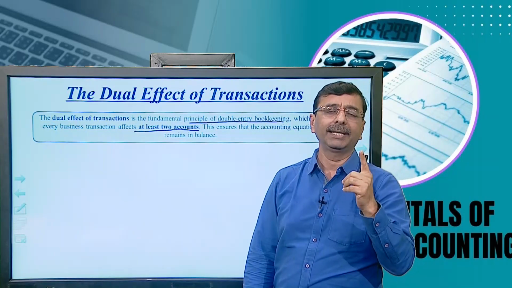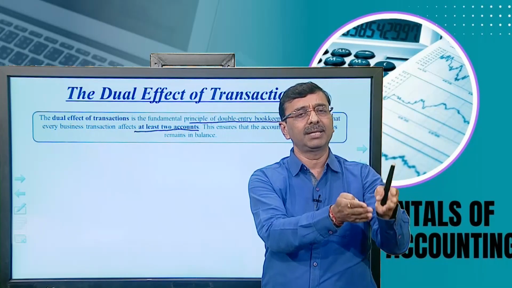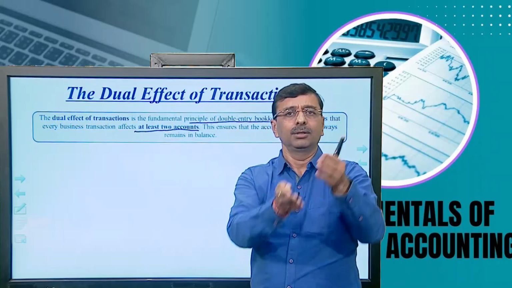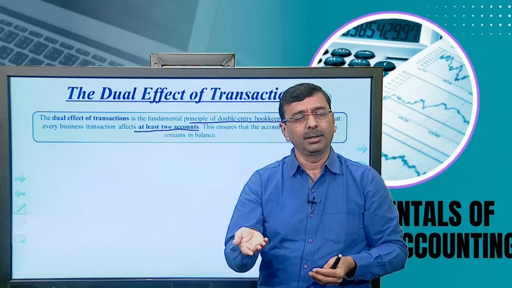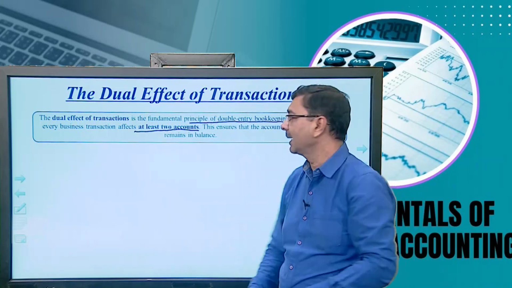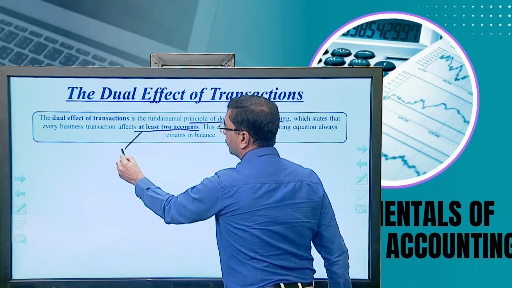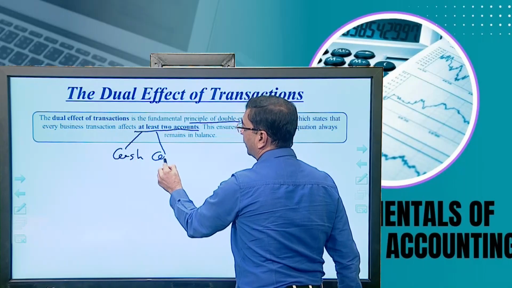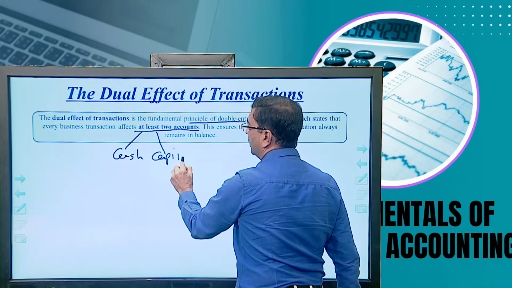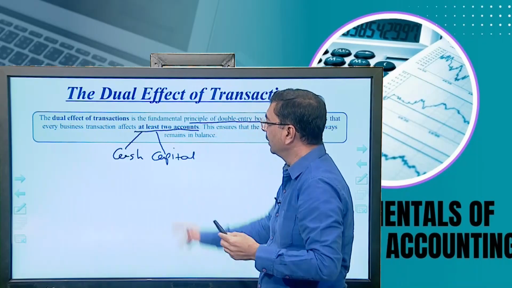As I was taking an example, 5,000 rupees cash is brought into the business. So what comes in? Cash comes in. Who brought this cash? The owner. So one is the cash account and the other is the capital account. In that sense, 2 accounts were affected.